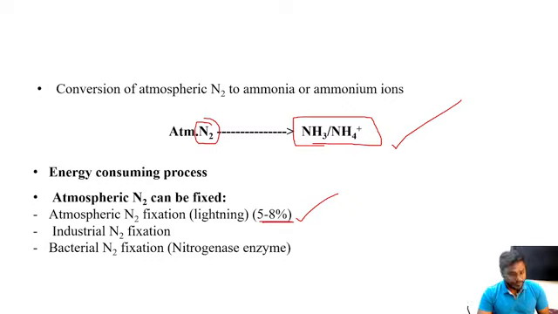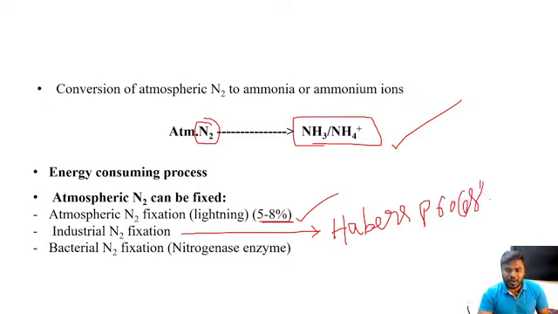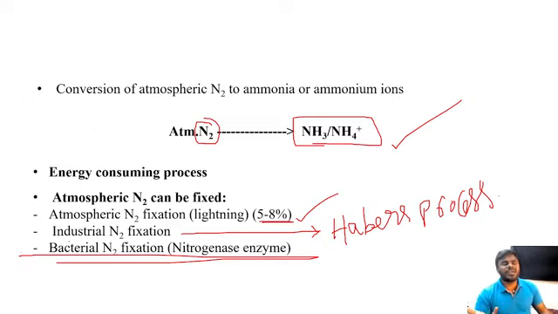Do not forget that. At the same time, friends, we can fix the nitrogen industrially also. We read in our +2 level about a process called Haber's process. I hope every student remembers. But my friends, this is not what we have to read, right? We have to read exclusively bacterial nitrogen fixation. Why should we read the industrial nitrogen fixation? We have to read how the bacteria are going to convert the atmospheric nitrogen into the most simple forms. That is what we have to study, my friends.